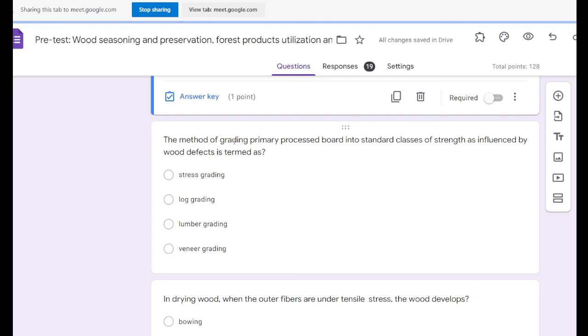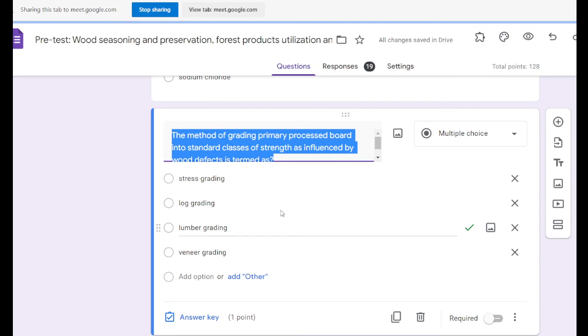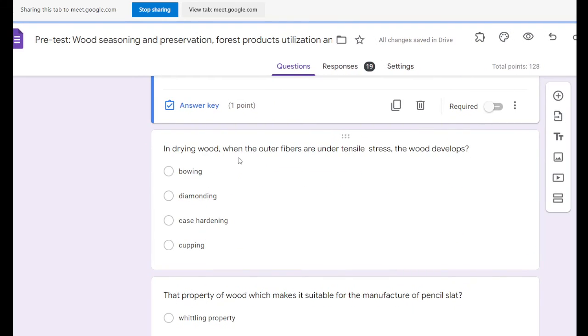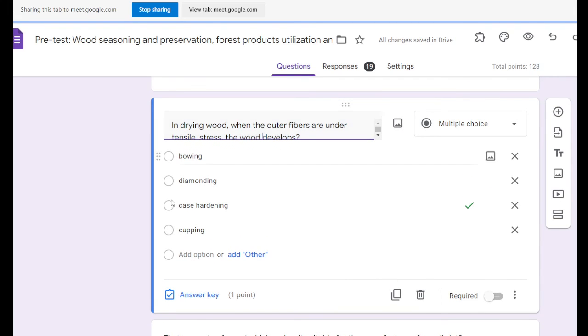Next, the method of grading primary process boards into standard classes of strength and as influenced by wood defects is termed lumber grading. In drying wood, when the outer fibers are under tensile stress, the wood defect that develops is case hardening. The wood develops what we call case hardening. It's a form of defect. It occurs when the outer fibers are under tensile stress.